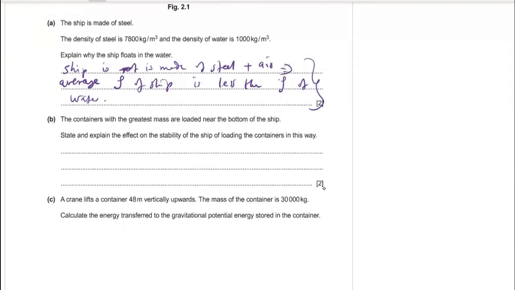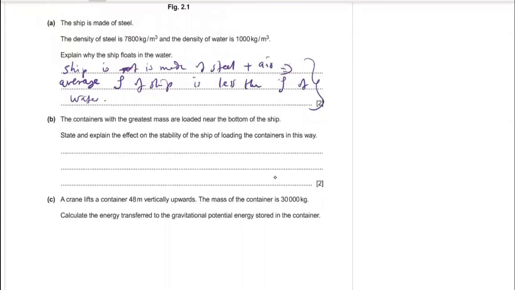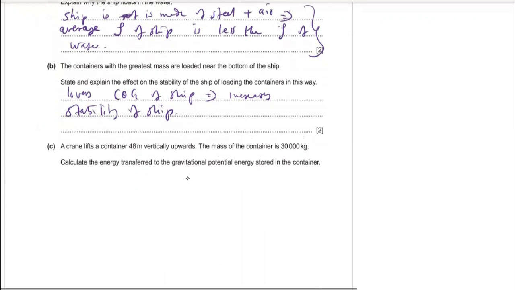But the containers with the greatest mass are loaded near the bottom of the ship. Explain the effect on the stability of the ship of loading the containers this way. So if containers are loaded at the bottom, what is the effect of this? The effect is that it lowers the center of gravity of the ship. And by lowering the center of gravity, this increases the stability of the ship. So a low center of gravity makes the ship more stable.